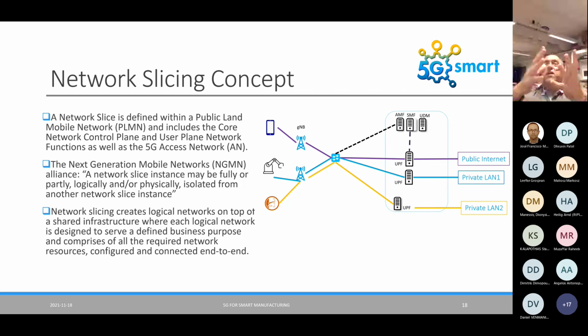So the idea, why do we need this, is that different customers will have a complete subset of the network for their own usage. That means they will have their own part of the radio, their own part of the transport, and they might even have their own packet core. The main idea is that they can then separate the usage of applications depending on what kind of requirements they need.